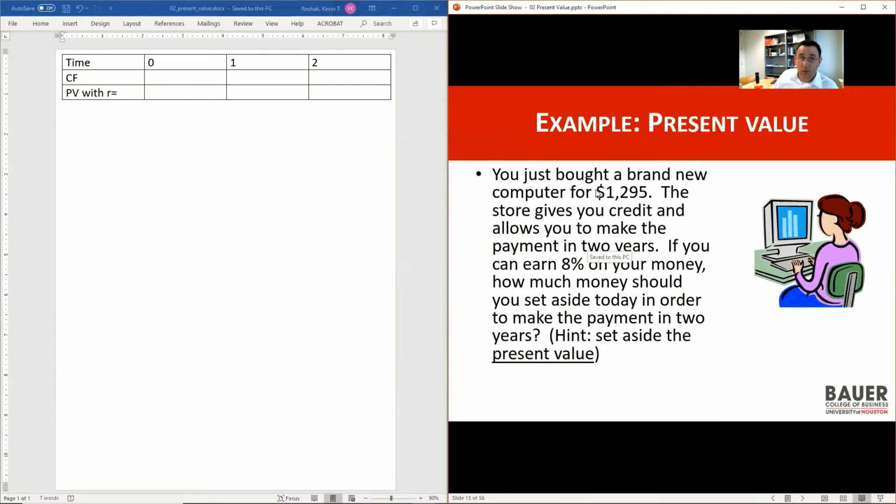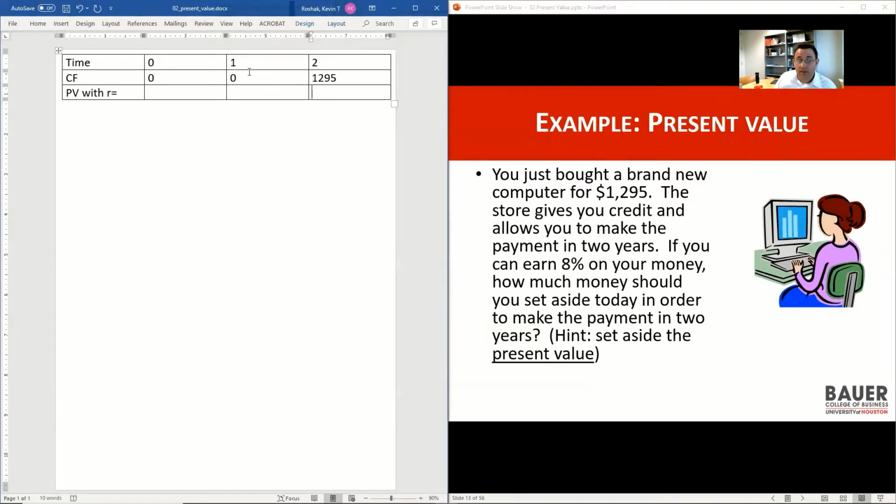In this example, there's only one cash flow. You bought the computer for $12.95, but you don't have to pay until time 2. Okay, so you can walk out of Best Buy right now without paying anything, right? Time 1, in 1 year from now, you don't owe anything to Best Buy. It's only at time 2 that you owe them $12.95. Okay, that's what the store credit means. So how much is that worth to you today, right? It's pretty far out there, so it's not worth $12.95 to you today.